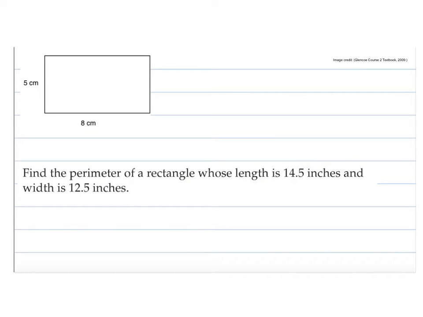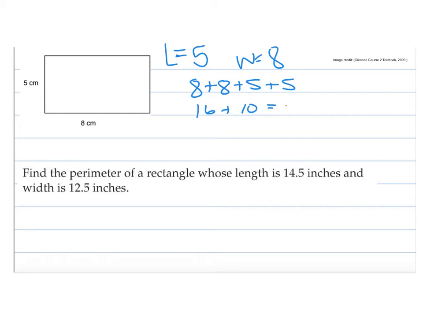Okay, another example here to try. Try it on your own if you're feeling comfortable. We have a 5 and 8, so length of 5, width of 8. When you're talking about a rectangle, it doesn't really matter which one you designate the length and the width. It all works out the same. So 8 plus 5 plus 5, so that'd be 16 plus 10, which is 26. And our label again is centimeters. Notice how I work downward.